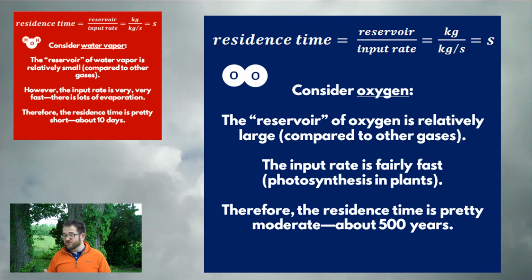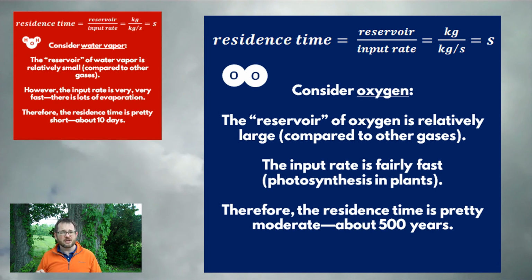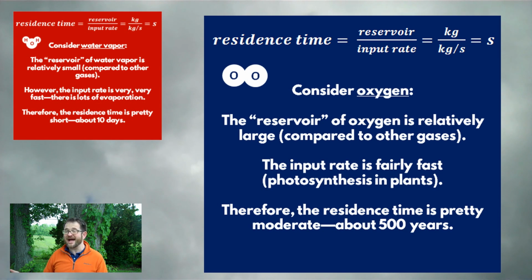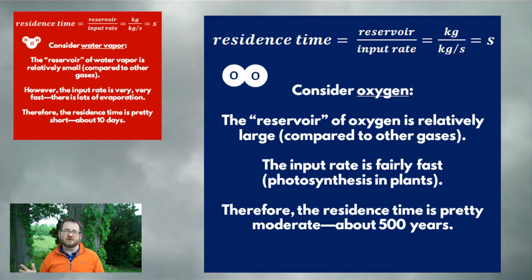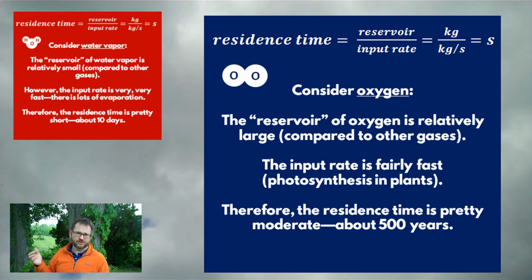Now, the input, so the numerator of our fraction there, when we're doing reservoir divided by input rate, is fairly big, but the input rate is pretty big too. The rate at which oxygen is being added to the Earth's atmosphere by photosynthesis in plants is pretty fast. So the denominator of that fraction is pretty big too. So you have a big number in the numerator, but a biggish number in the denominator as well. When you actually work out the math, you end up with a fairly, let's say, moderate residence time. A typical estimate is somewhere around 500 years.